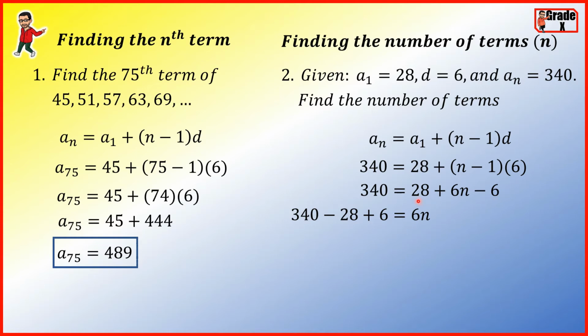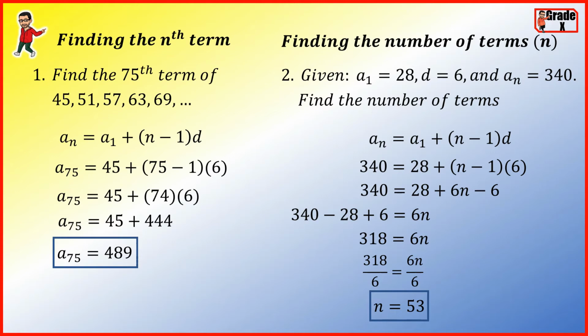Pag nilipat natin itong 28, ito ay magiging negative 28. Kung negative 6, ito ay magiging positive 6. Then 340 minus 28 plus 6 is equal to 318 equals 6n. Then divide both sides by 6. Then ikakancel natin yung 6, so may iwan na lang ay n. 318 divided by 6 is equal to 53. So therefore, there are 53 number of terms.